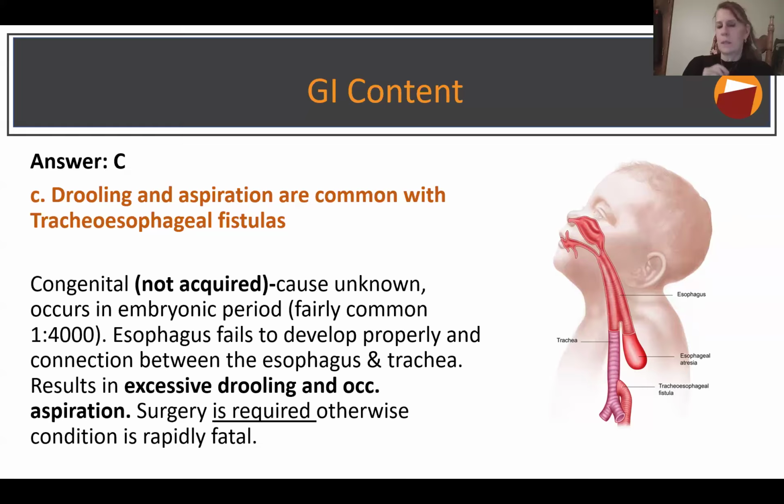Otherwise, it's a fatal condition because of the amount of aspiration they will do every time they're eating, drinking, even swallowing their own saliva. It could be going down into their lungs. So you probably will never see this unless you are working with a pediatric population or it's something in somebody's history. Most of the time we're going to hear that they were born with it and they've had surgery, and then we're going to see them. So that's usually what's going to happen.